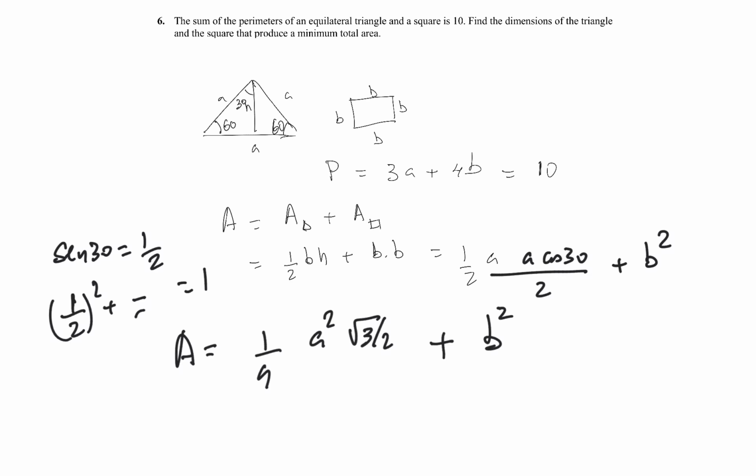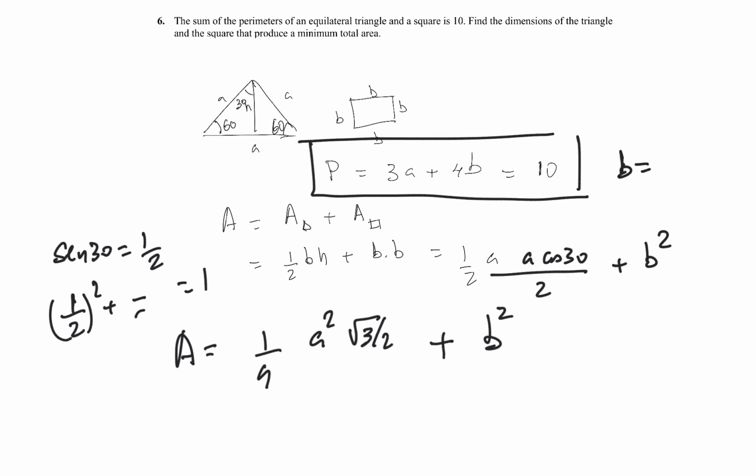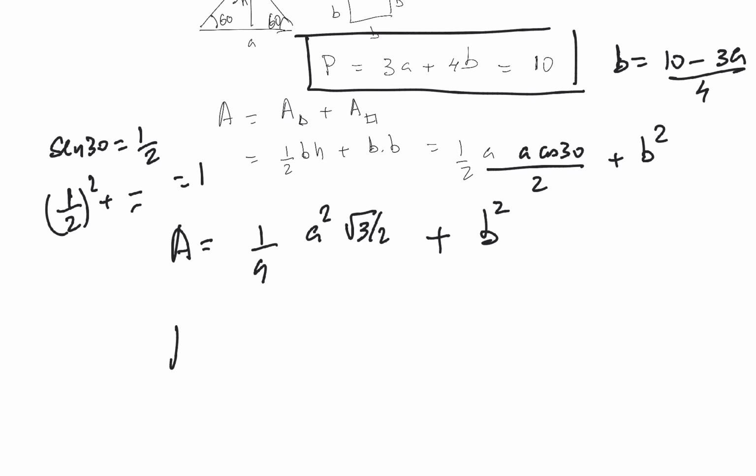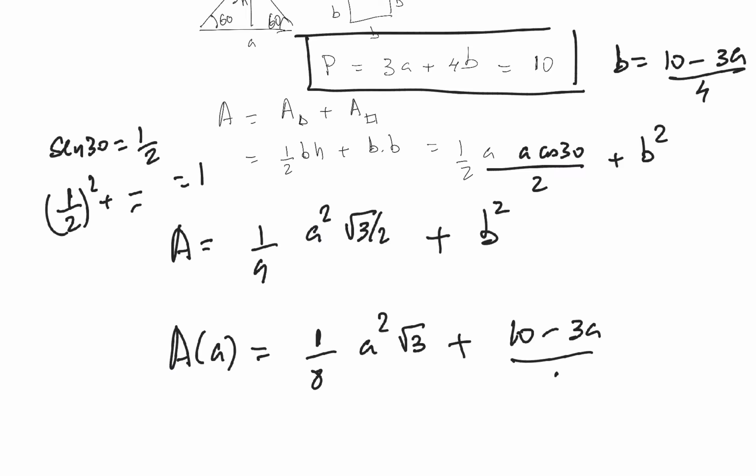But I know from this equation that B will be 10 minus 3A divided by 4. So I will write the area as a function of A. So it will be 1/8 A squared square root of 3, plus B squared. But B is 10 minus 3A divided by 4, squared.